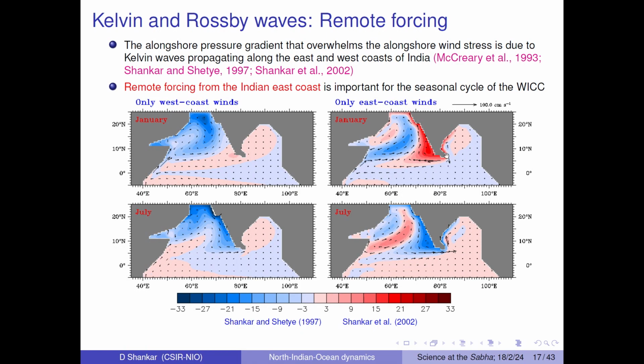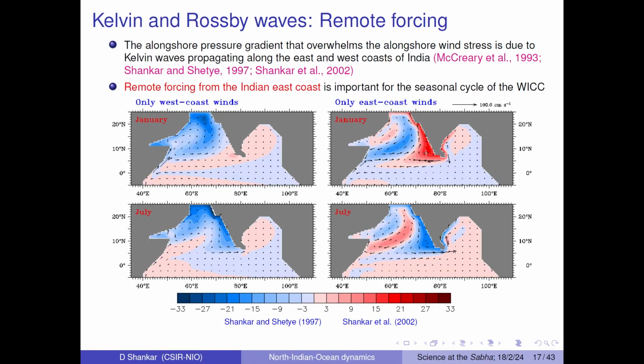So the wave that is set up along the east coast of India turns around the tip of Sri Lanka and goes poleward along the west coast of India. And as it does that, it radiates offshore. And once it does that, it sets up the circulation. So what you see in red is high sea level, what you see in blue is low sea level.